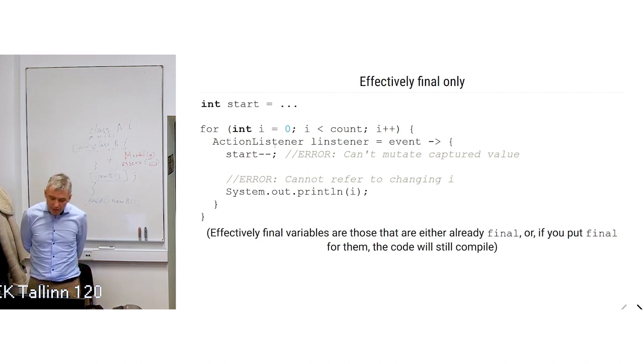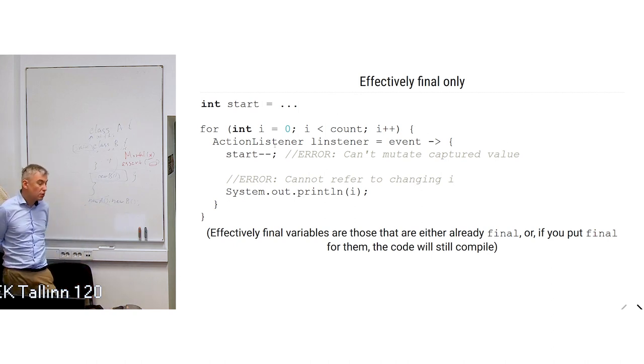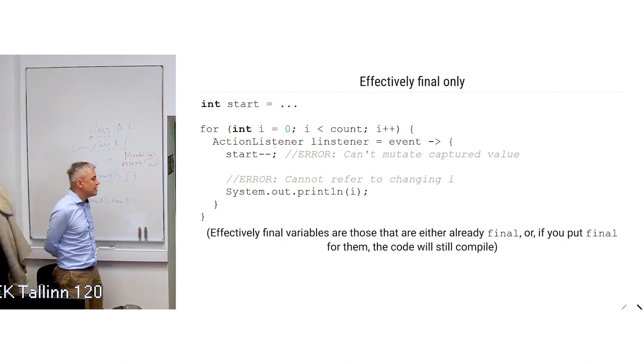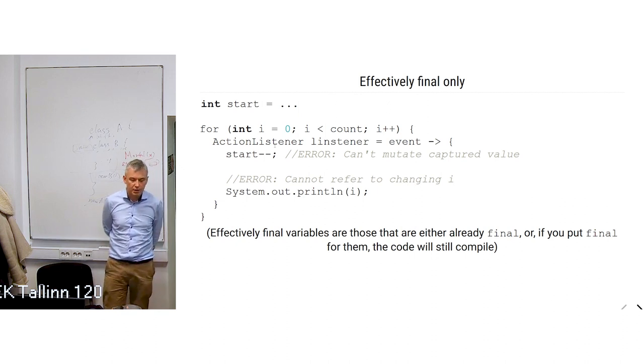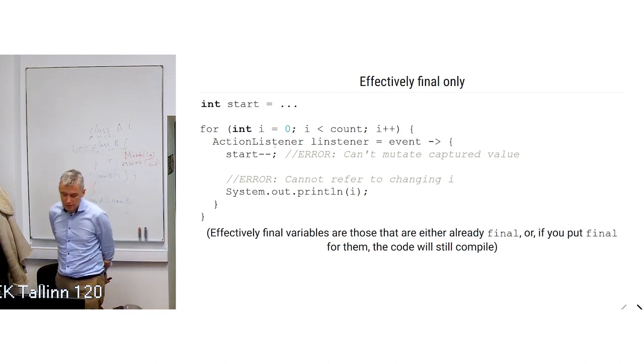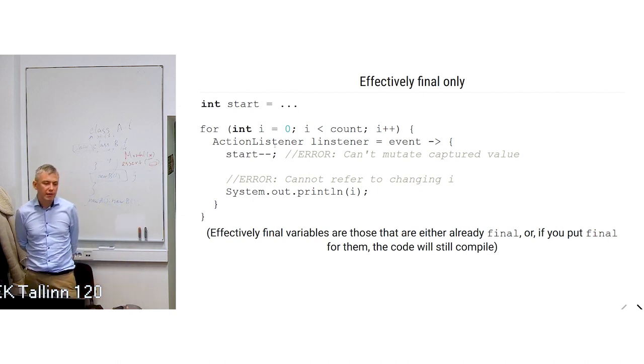Well, I have to say that this is not the case in Kotlin. For example, in Kotlin you can utilize mutable variables inside lambdas, but it was made at the cost of extra memory overhead and extra performance overhead. In Java they decided to utilize only final or effectively final variables inside lambdas.